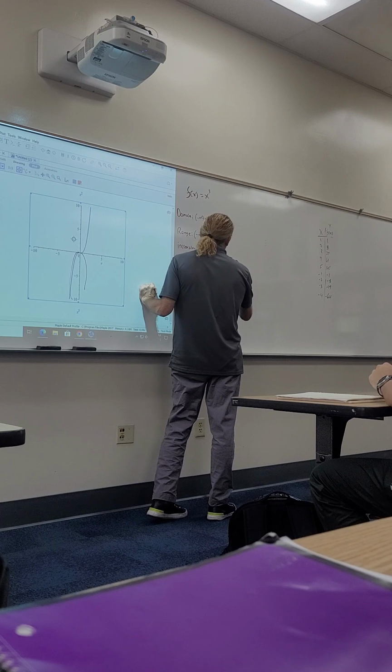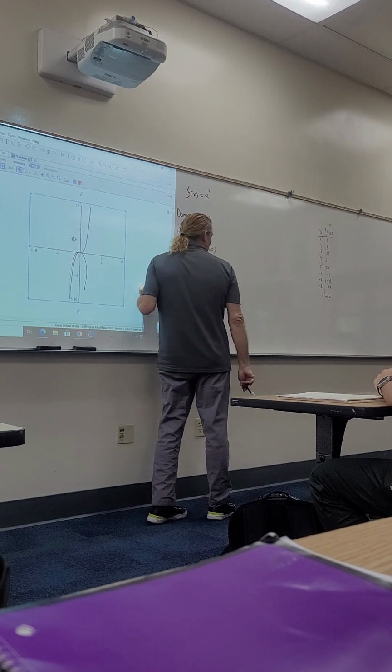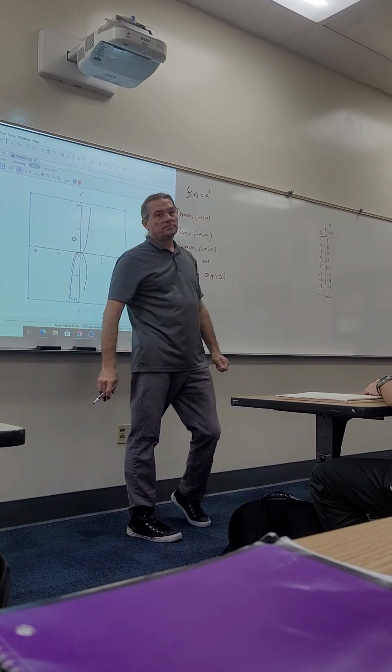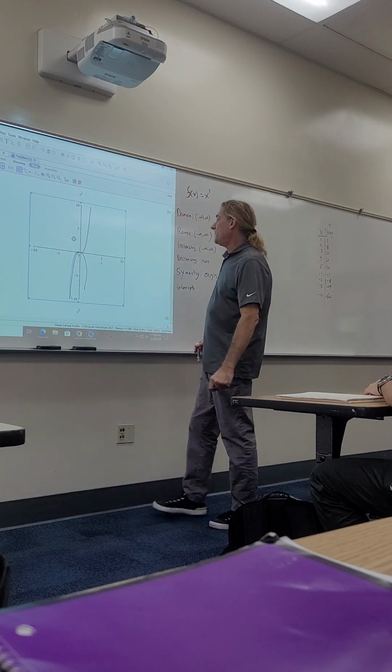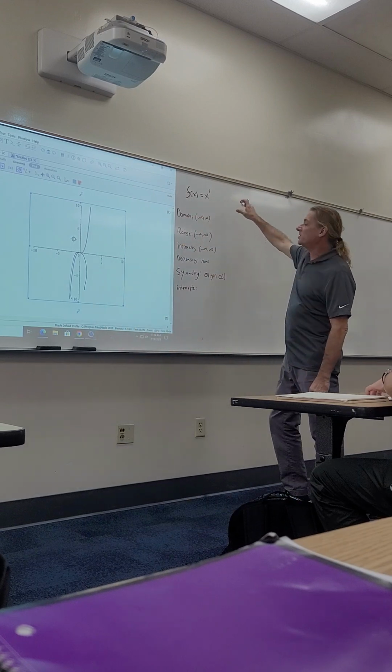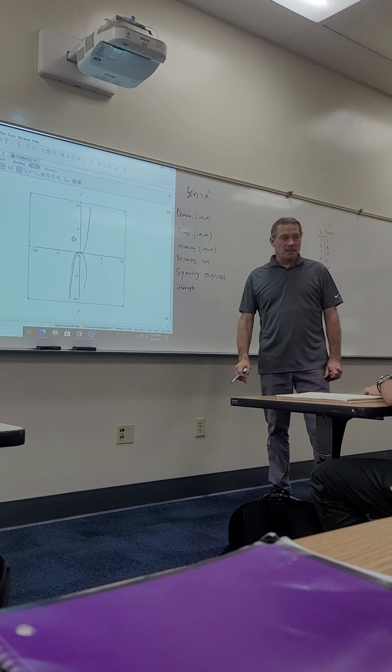By the way, that also means it's an odd function. If you want to go back up here for the symmetry, x squared is an even function.